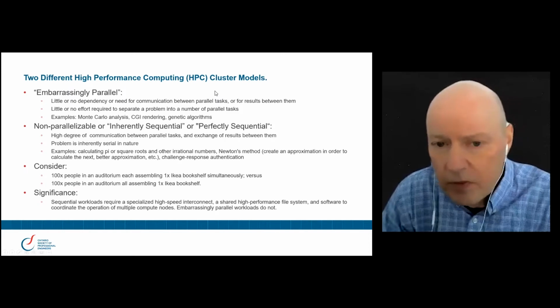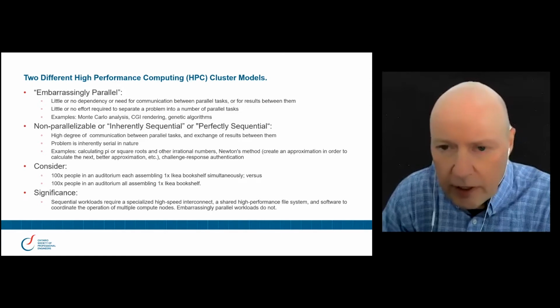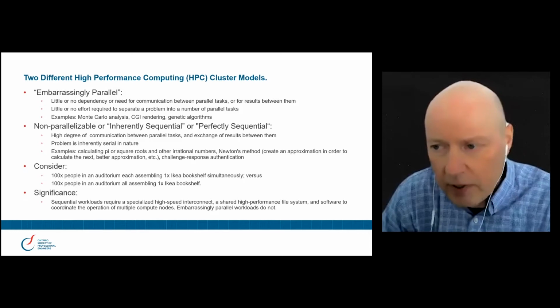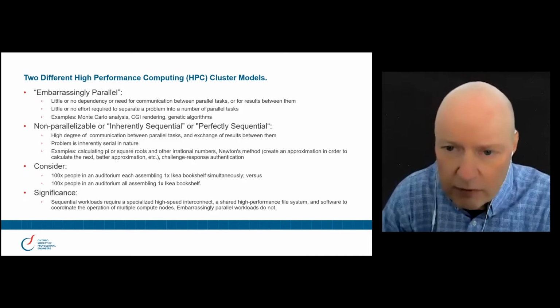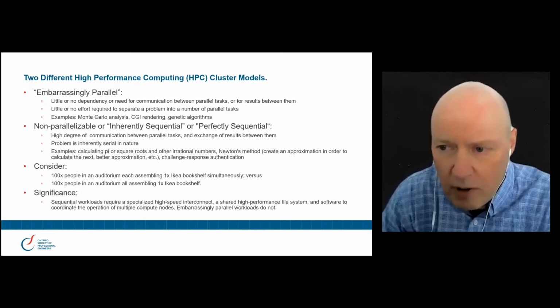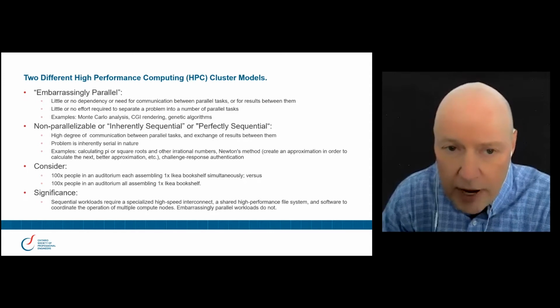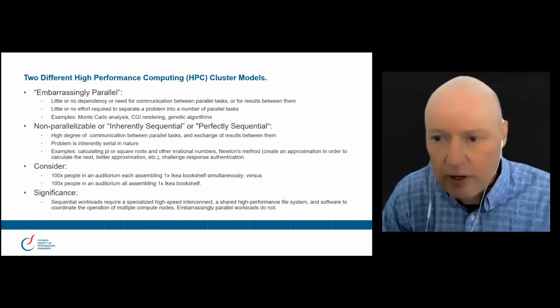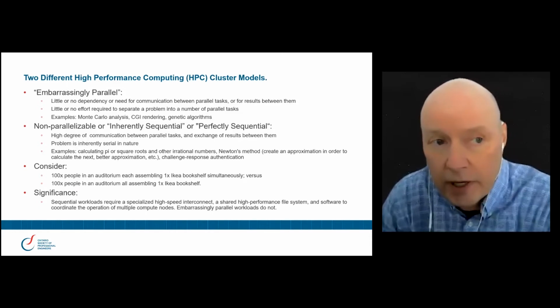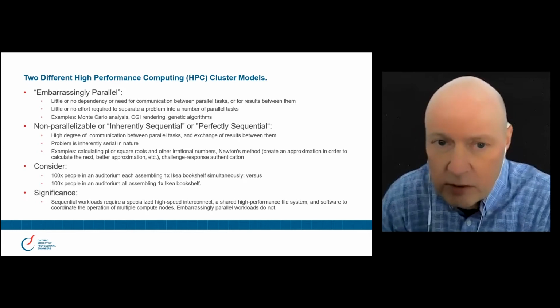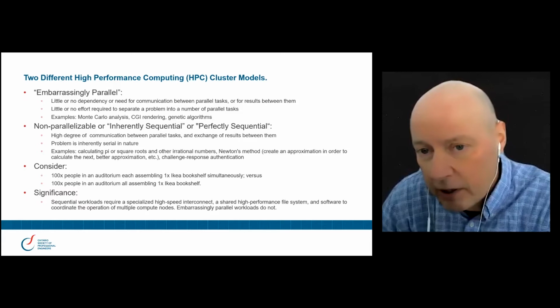So there are a few different models or constructs to be aware of. The first is this idea of embarrassingly parallel. An embarrassingly parallel workload is one where there is no dependency between parallel tasks. You have lots of parallel tasks going on at the same time, and they don't exchange information amongst themselves. The problem itself can be broken into a number of parallel tasks in an easy fashion. A really good example would be genomics. That's the most popular embarrassingly parallel job that's out there.